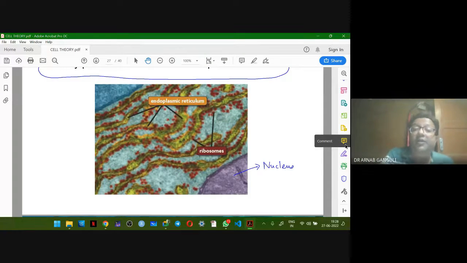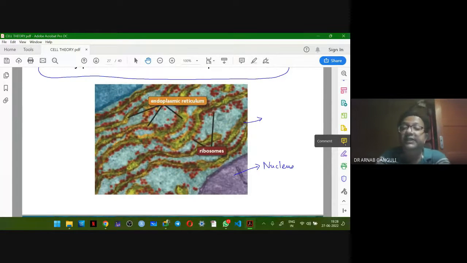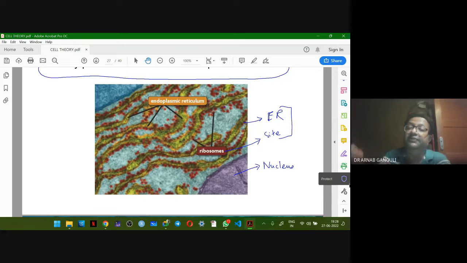So from the nucleus, there are these little finger-like projections. They are known as the ER, endoplasmic reticulum. On top of these are dot-like structures known as ribosomes. The ER and the ribosomes are the sites of protein synthesis and processing.